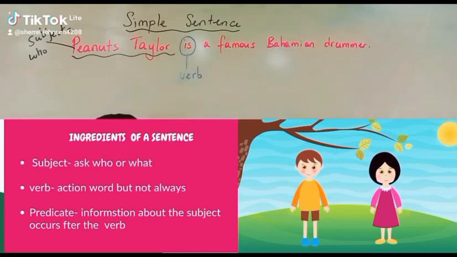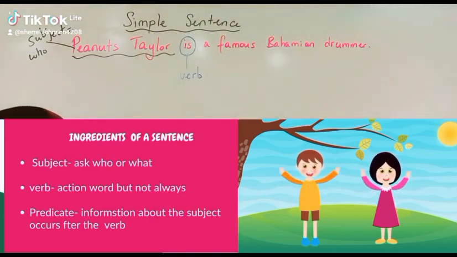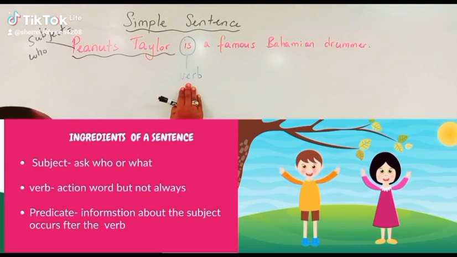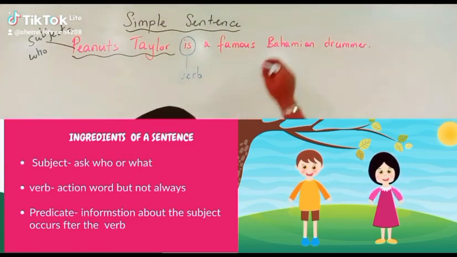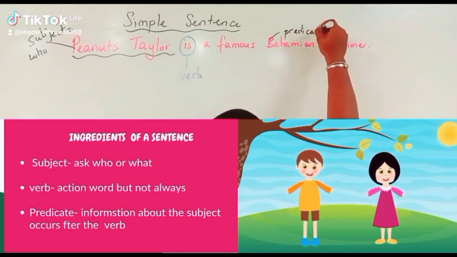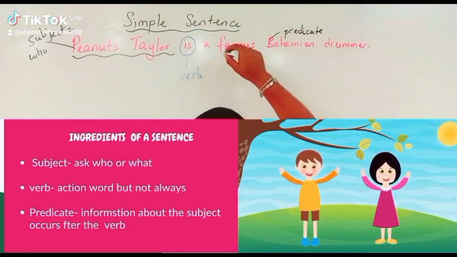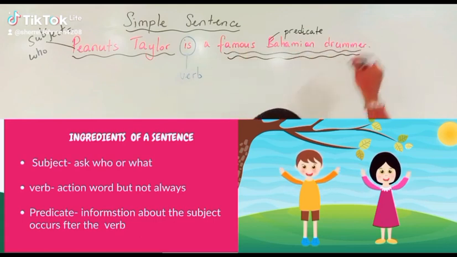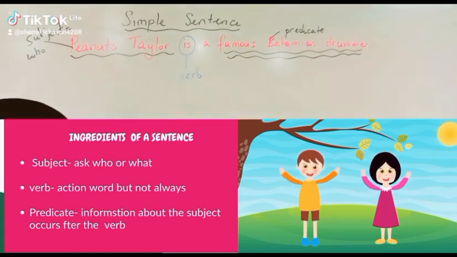And then we need a predicate. A famous Bahamian drummer. So any information that comes after the verb, we typically identify as the predicate. So we have a subject, a verb, and a predicate.